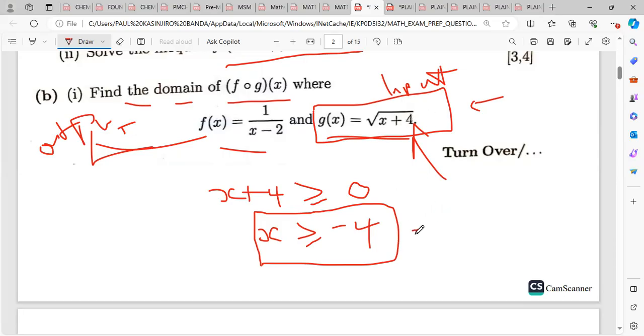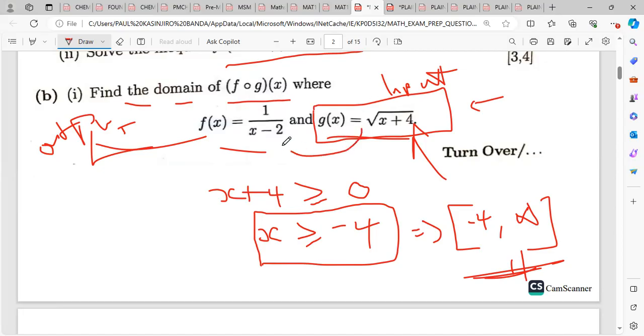So you can write this in interval form. It means you are starting from -4 with a curved bracket because we are including it, all the way up to positive infinity. So this there is our domain for the input function. So we find our domain and then we keep it just there. Then we go back and find the actual composite function, meaning we input this g into this function. What are we going to get?